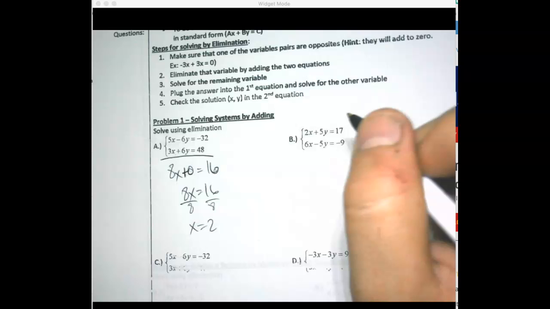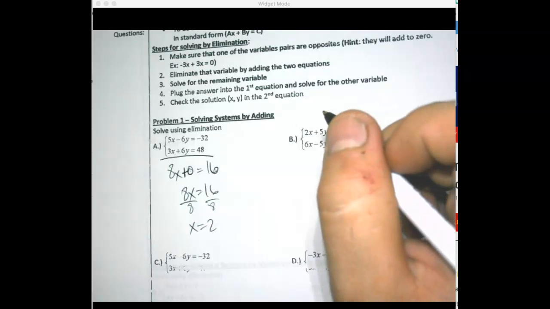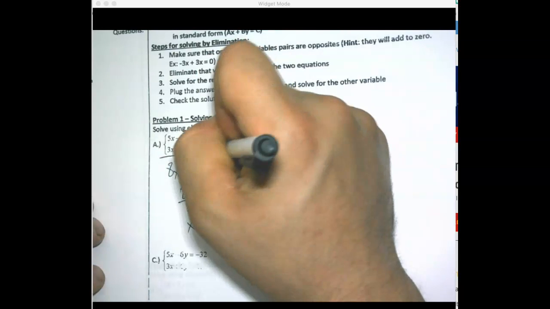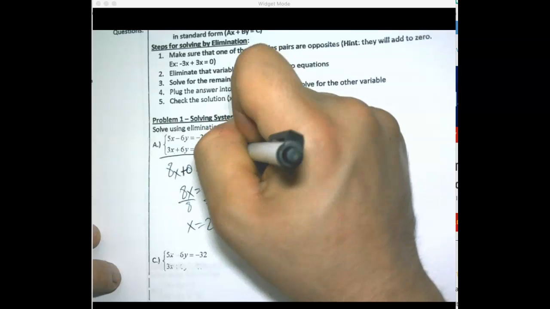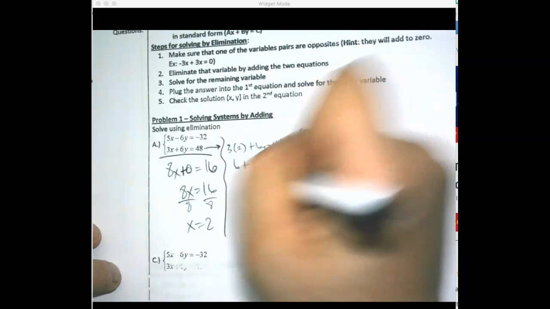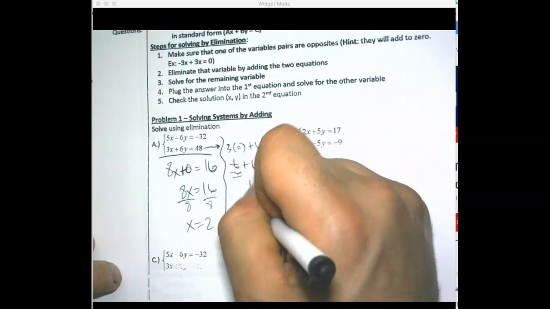Get x equals 2. Once you get x equals 2, plug that into either of these equations, preferably maybe the bottom one because it doesn't have a negative, and figure out what y is. So 3 times 2 plus 6y equals 48. 3 times 2 is 6. Subtract 6. 48 minus 6 is 42. Bring down the 6y, divide, and y equals 7.